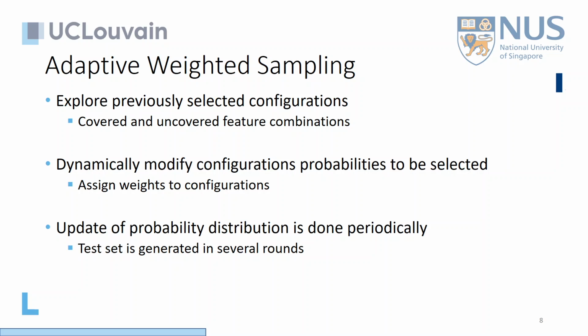And indeed, these updates of probabilities shall be done periodically. We cannot do it a single time, but we have to do it in rounds. We generate several configurations, we select several configurations, then we explore them and assign new weights to the remaining configurations. We select the next group of configurations and repeat the process.